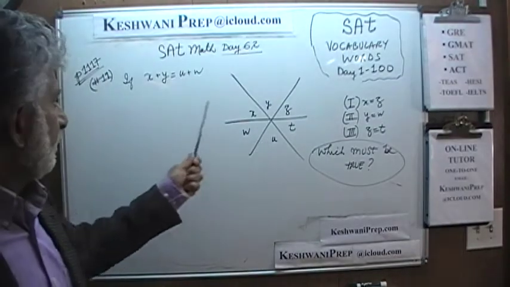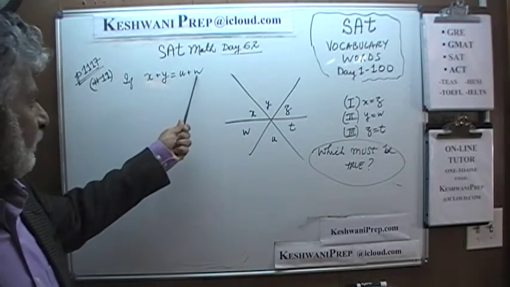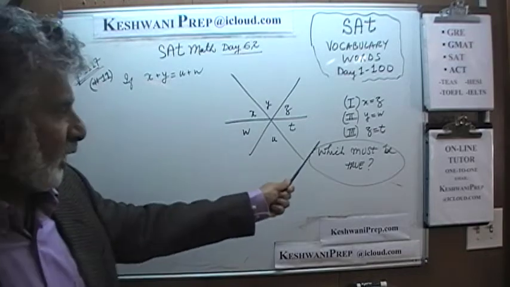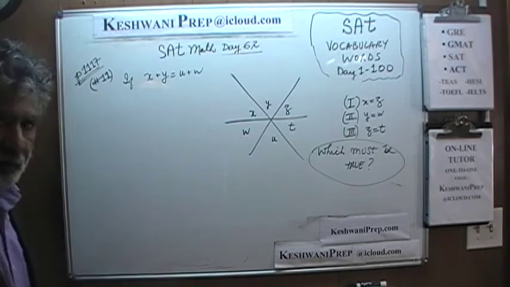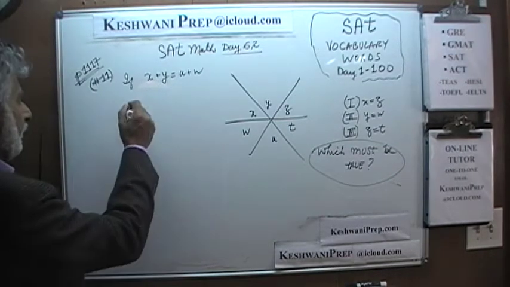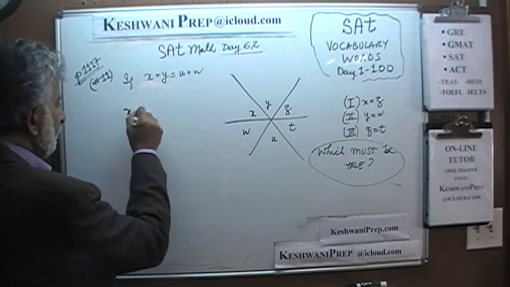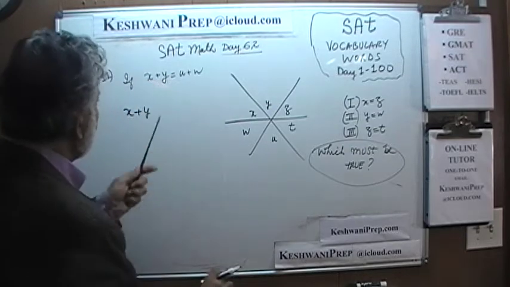We are given this picture. We are told that x plus y equals u plus w. And our job is to figure out which one of these three statements must be true. Let's get going, shall we? We are told here that x plus y is equal to u plus w.